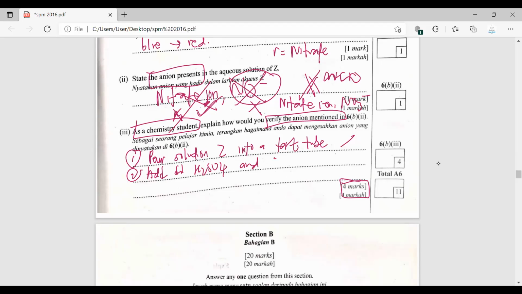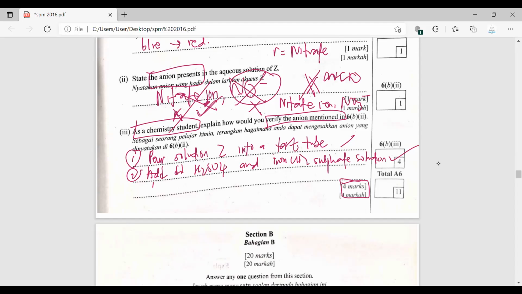Okay, go ahead. And then add concentrated sulfuric acid and a brown ring forms. Oh, I cannot give you the second mark. Something missing. Into the solution? No. Into the test tube. Iron 2 sulfate what? Solution. Must have the word solution. Okay, iron 2 sulfate solution.